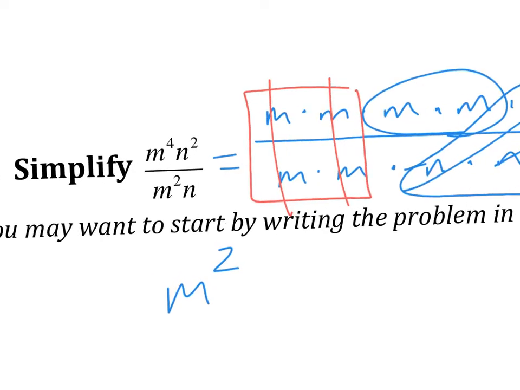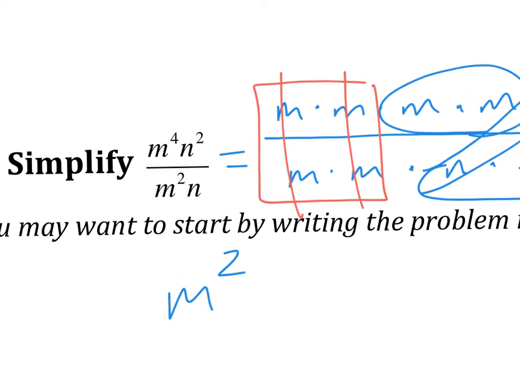Okay, one more time here. What can I do with 4 and 2 to get 2? There's no n's in my solution. I don't see any n's there.